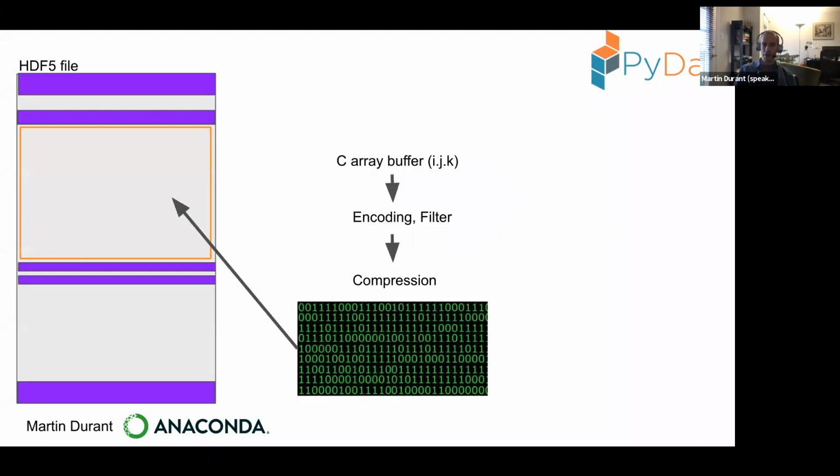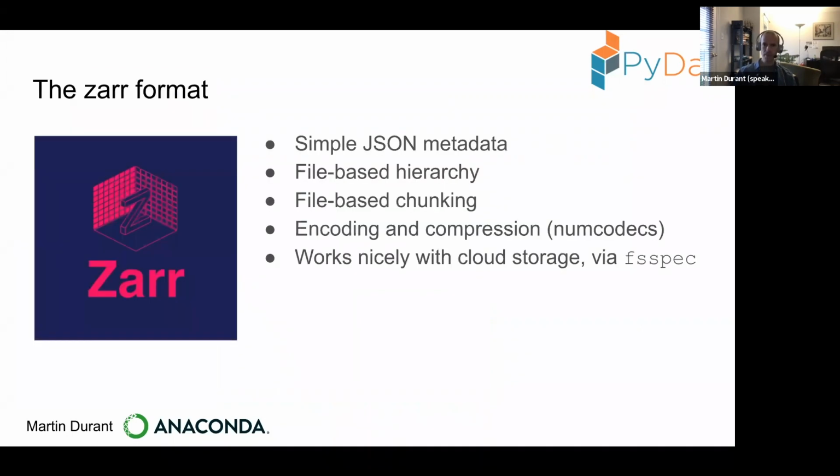Now, one of these binary blocks, it actually contains a C buffer. It will be a multidimensional contiguous block. This will be encoded, filtered, compressed, but basically it's just a binary block that is some representation of a C buffer. And a C buffer is the same thing that NumPy understands. It's the same thing that all computing frameworks work with.